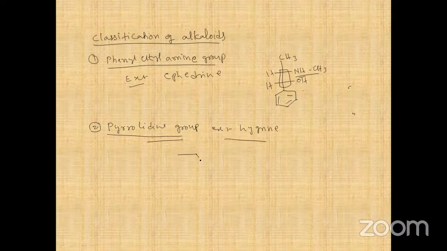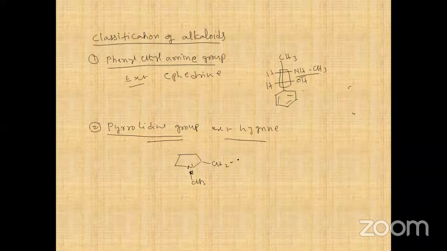Pyrrolidine, the hygrine is the example for this. The structure of hygrine is N-CH3, CH2, CO, CH. This is the keto group. CH2, CO, CH. This is hygrine.